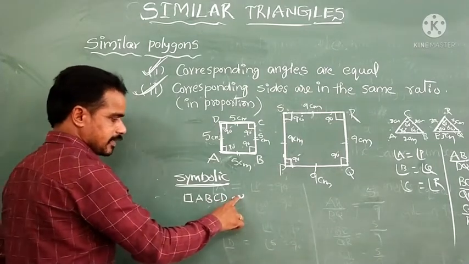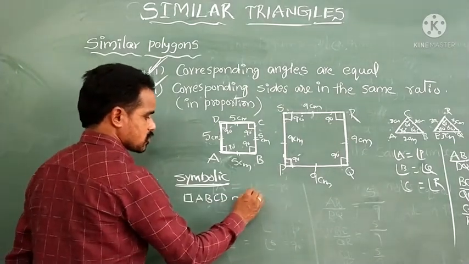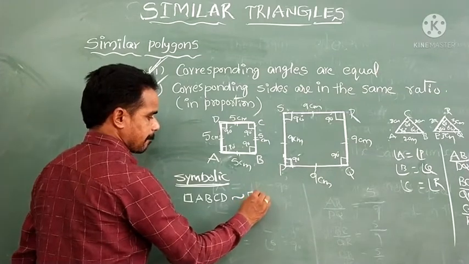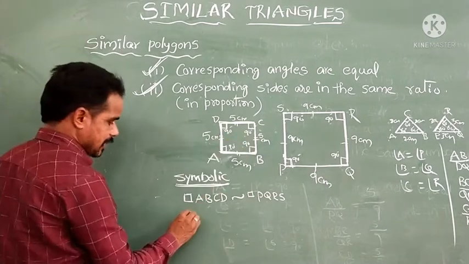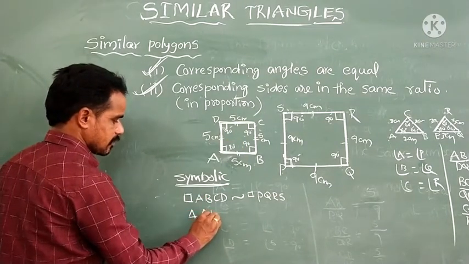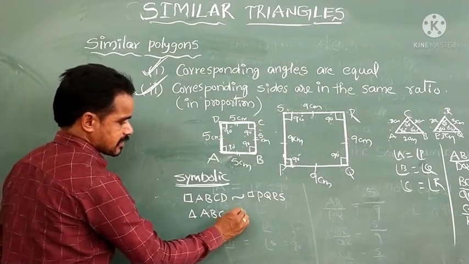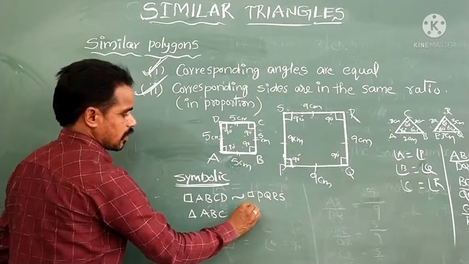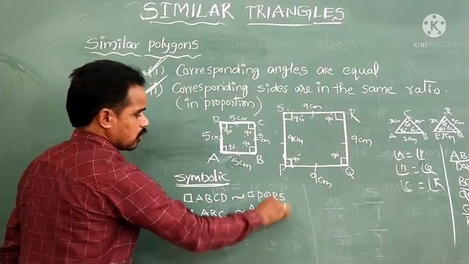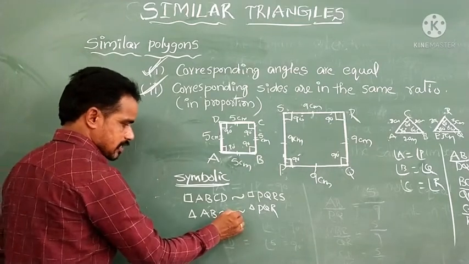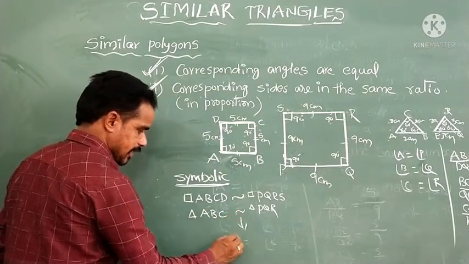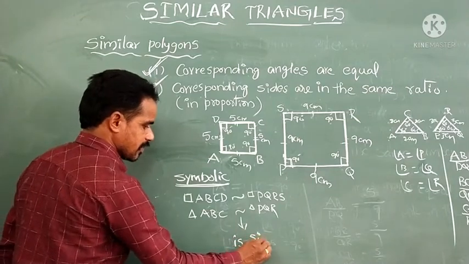See, symbolic form. Here, square ABCD and square PQRS, these two are similar. How can we represent it in symbolic form in mathematics? Square ABCD is similar, this is the symbol for similarity, to square PQRS. In the same way, triangle ABC is similar to triangle PQR.